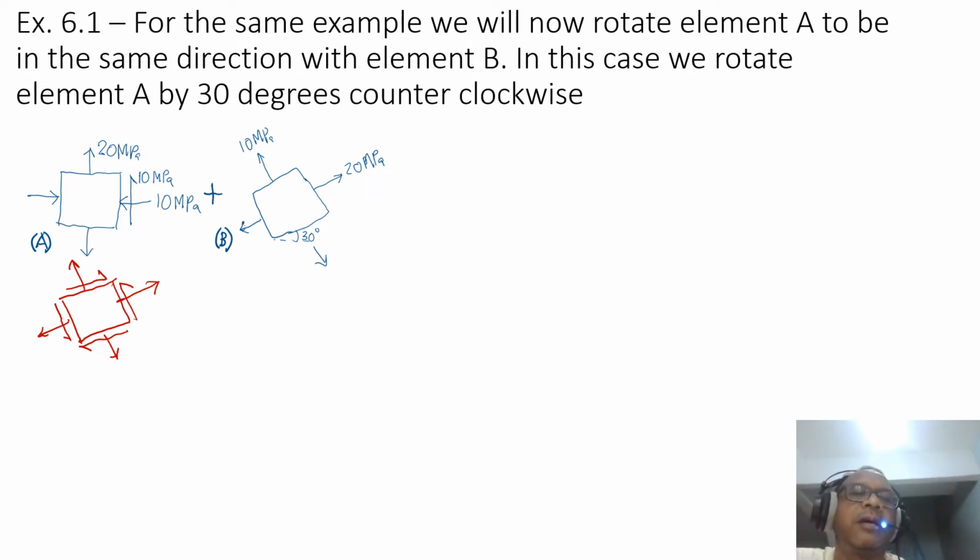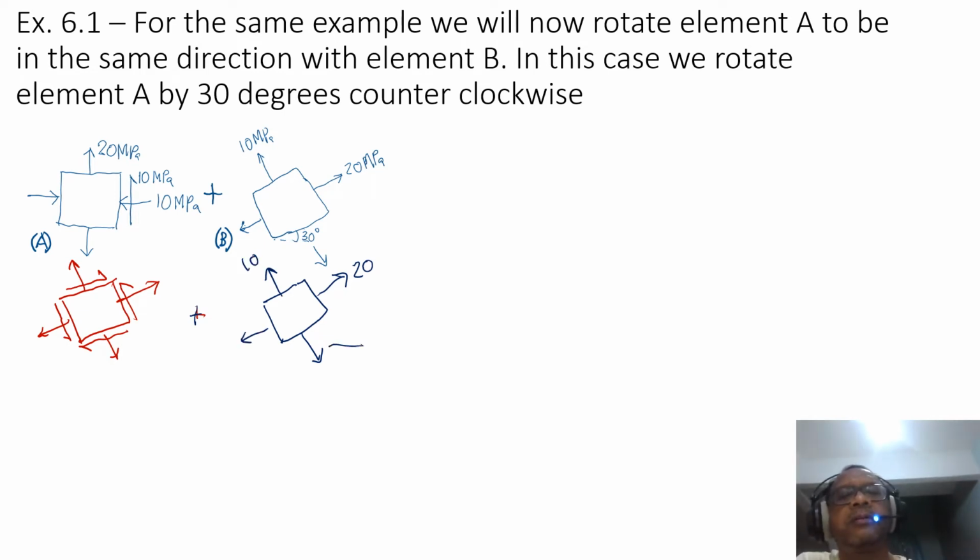So that I can add to this B element, with 20, 20, and 10. Both of them are 30 degrees from the horizontal. So how do I do that? How can I rotate this? I need to draw the Mohr circle for this.